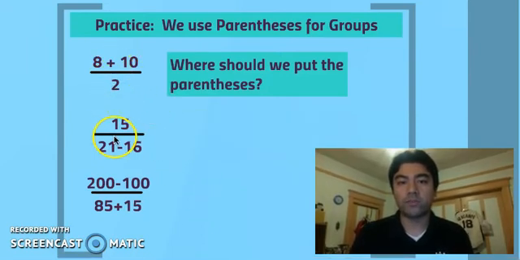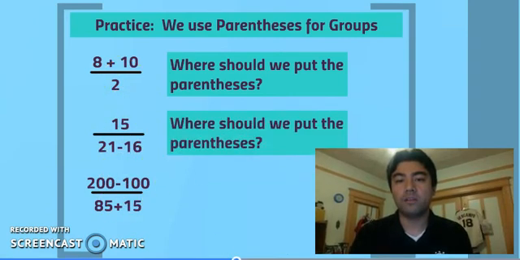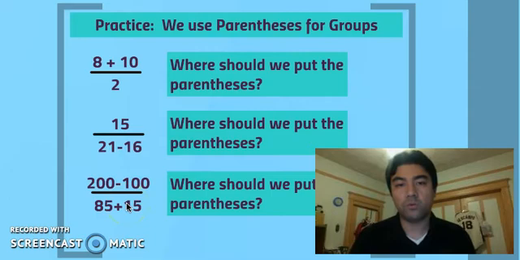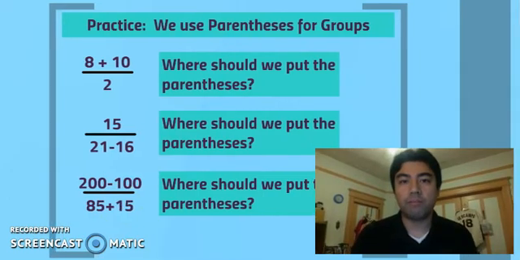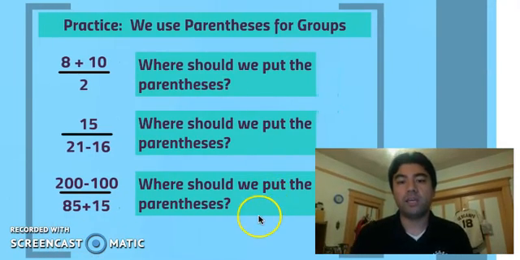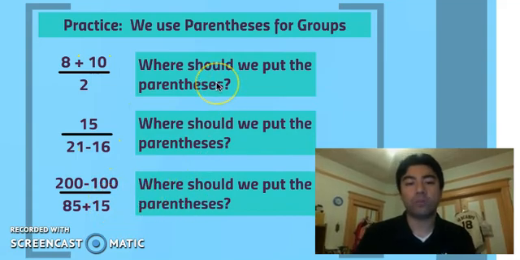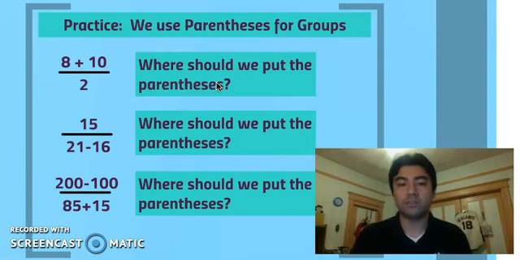So, what you're going to do on your worksheet is you're going to look at these 3 division expressions. And I want you to figure out where should we put the parentheses for each of these. So we're going to pause this video for about a minute, and then your job is to put the parentheses where you think they should go. And then after that, we're going to continue this video and we'll show you the answers. So right now, let's pause this video so that you can try this on your worksheet.